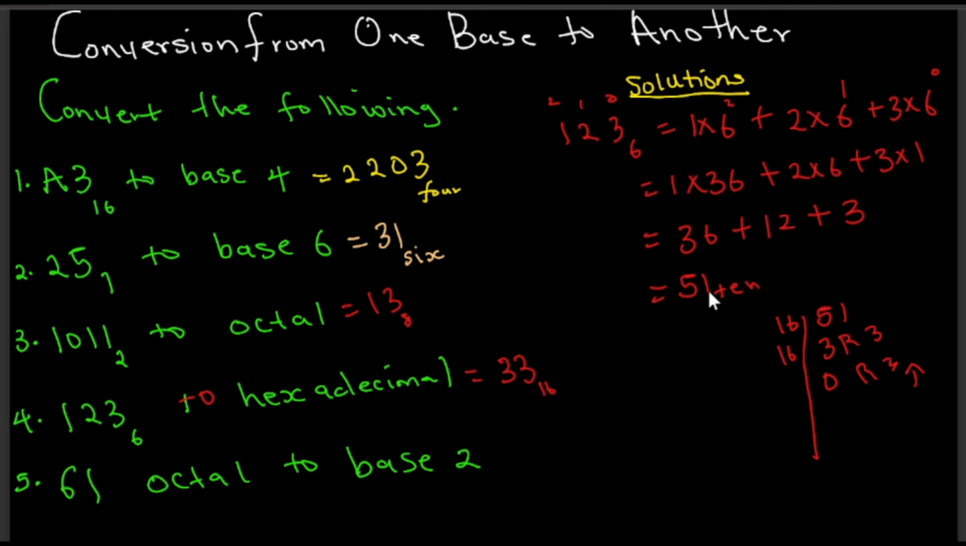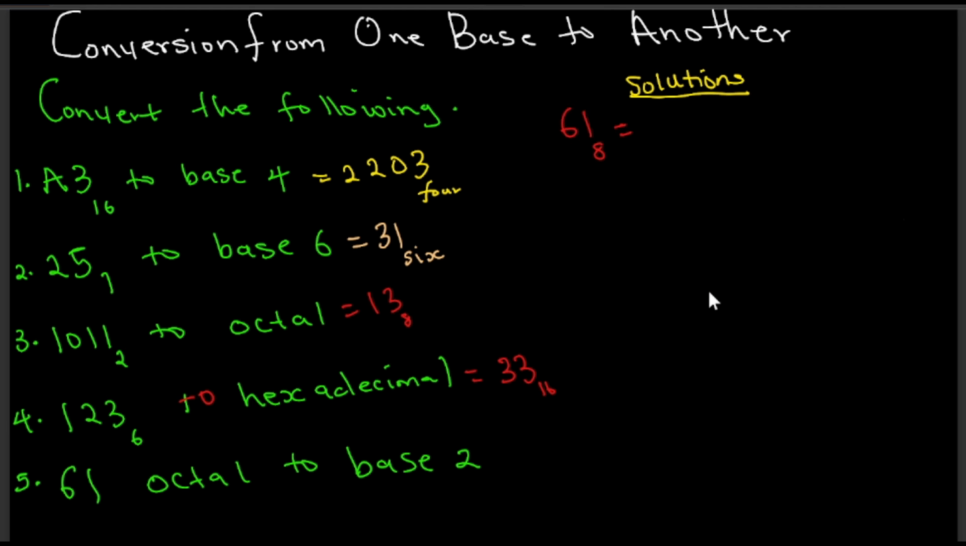Lastly, 61 octal to base 2. So 61 octal is base 8. So 61 base 8 to base 2. Let's give them powers 0, 1. This is 6 times 8 to the power of 1 plus 1 times 8 to the power of 0. This equals 6 times 8 plus 1 times 1. This equals 48 plus 1. And this is 49 base 10.